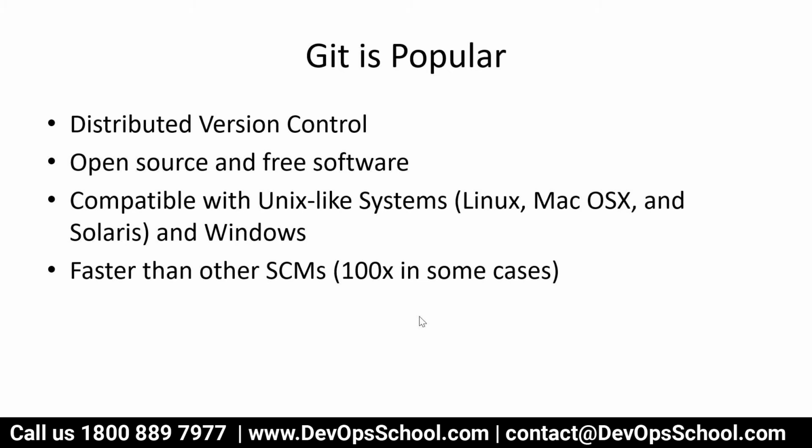Now, Git is free and open source. It is compatible with all operating systems, and it's faster than other SCM systems like Perforce, SVN and so on, sometimes 100x faster. There is a relation between faster and distributed. I'll explain what distributed means and how it becomes faster.